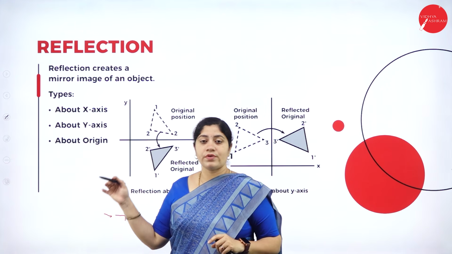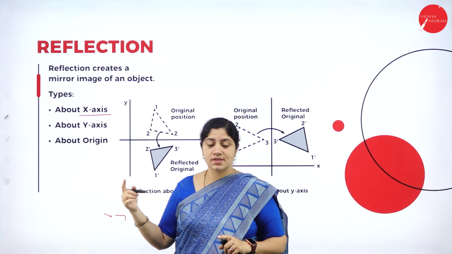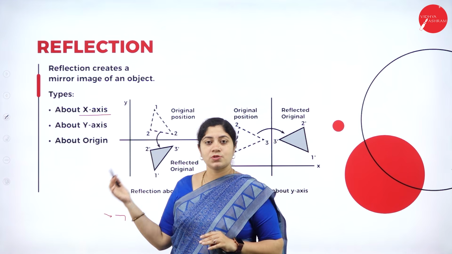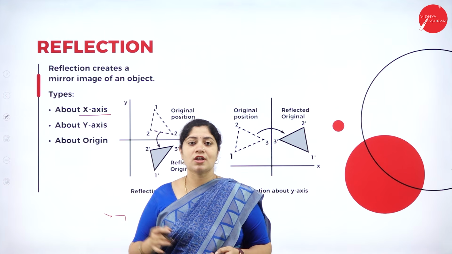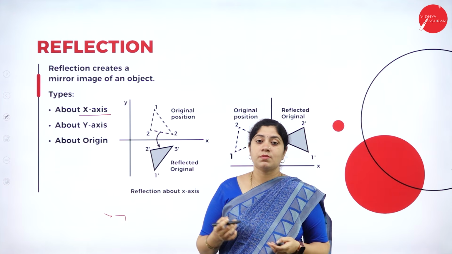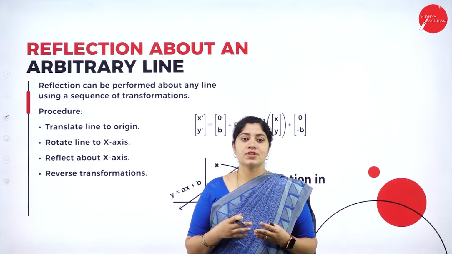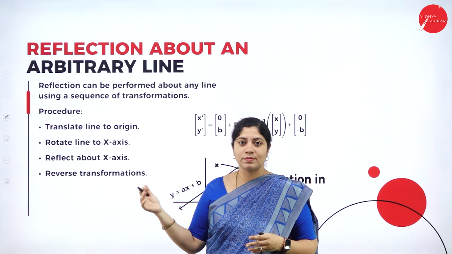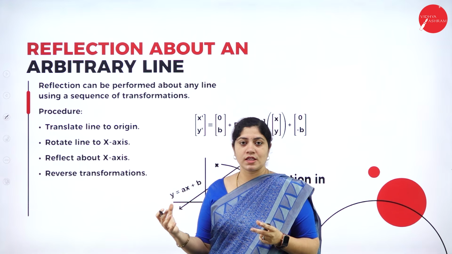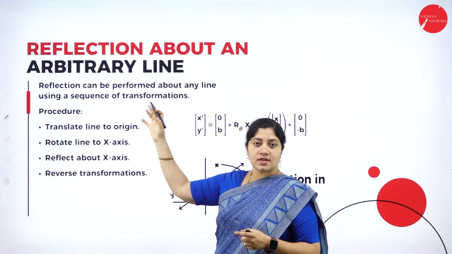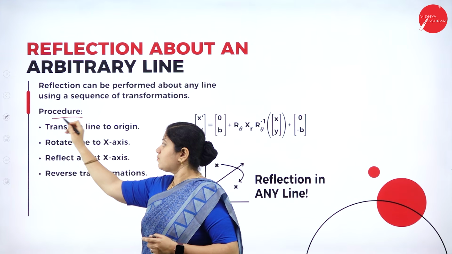We have different types in this. The first one is reflection about the x-axis, then reflection about the y-axis. Also, we have the third one, that is reflection at the origin. These are the kinds of reflections available in the graphics environment. Okay, next let's see the reflection about an arbitrary line. How is it possible? Any reflection can happen by keeping a line as a reference, and that is considered an arbitrary line.